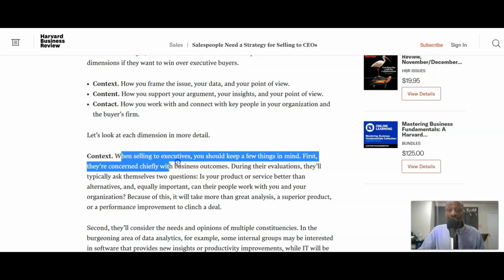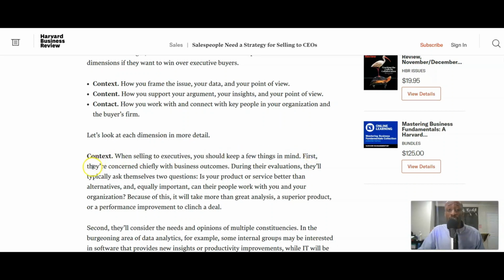First, when selling this to executives, you want to keep a few things in mind. First, they are concerned chiefly with business outcomes. Your executive level decision maker, your small business owner client, is thinking specifically about business outcomes. They're not trying to learn about your services. They're trying to get certain things done.